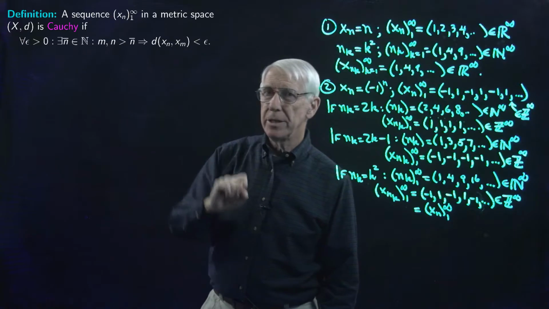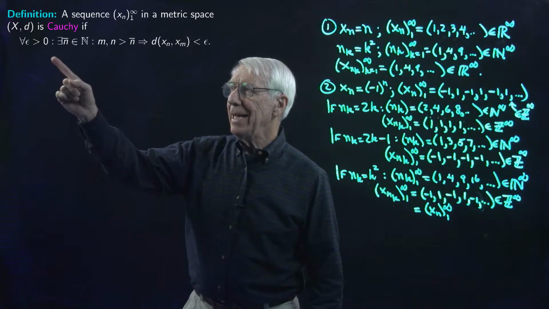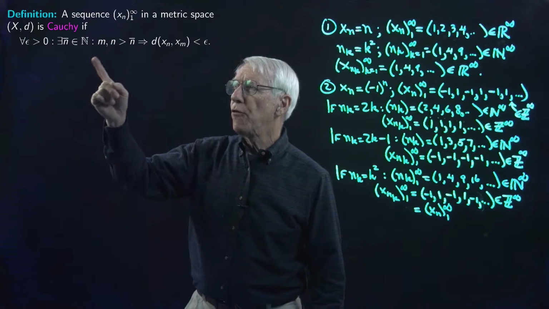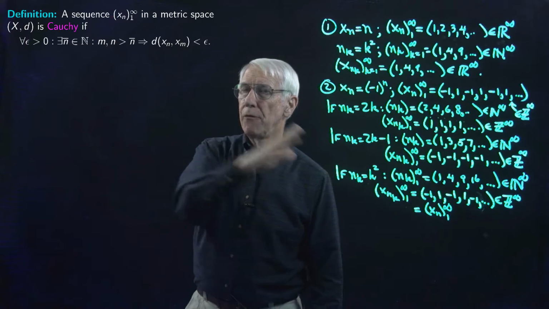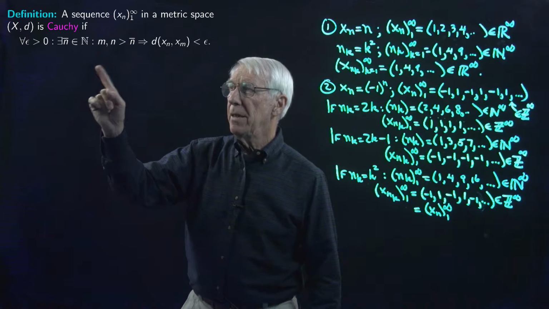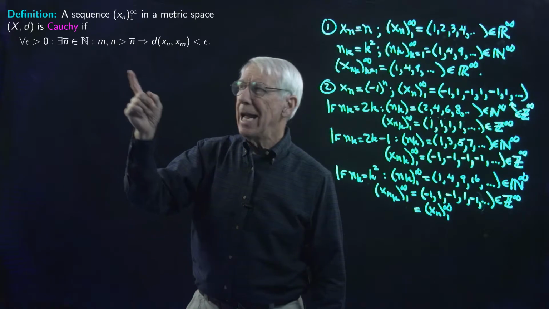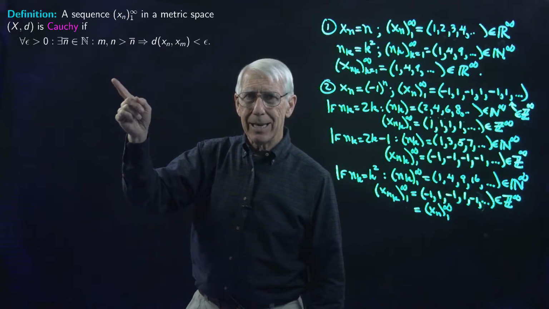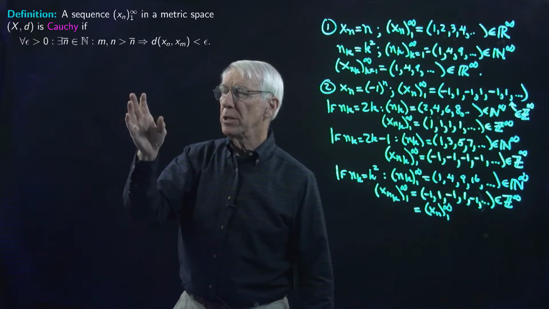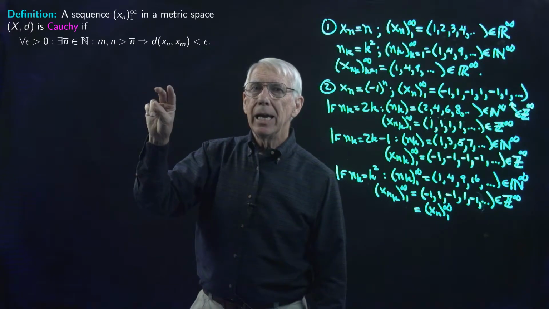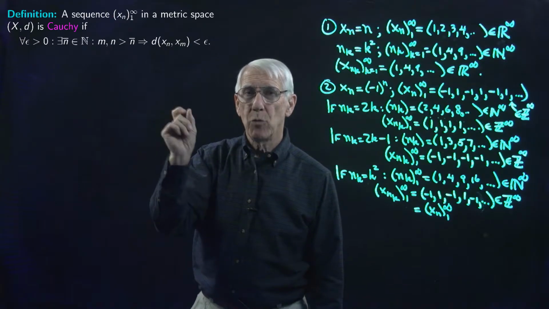universal statement here that defines being a Cauchy sequence. It says that for any epsilon, we can go far enough out in the sequence, that's what n bar is, there exists an n bar far enough out in the sequence that any two terms xm and xn, farther out than n bar in the sequence, will be closer to one another than epsilon. They'll be within epsilon of one another.